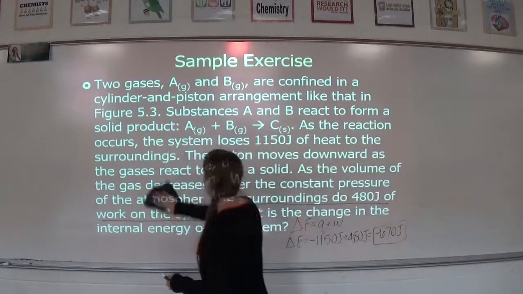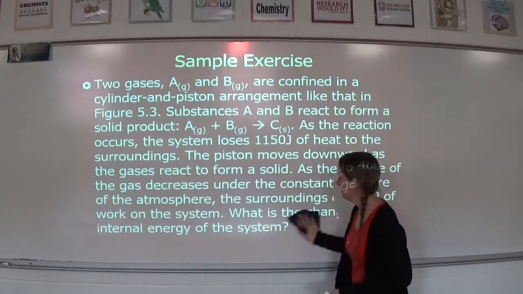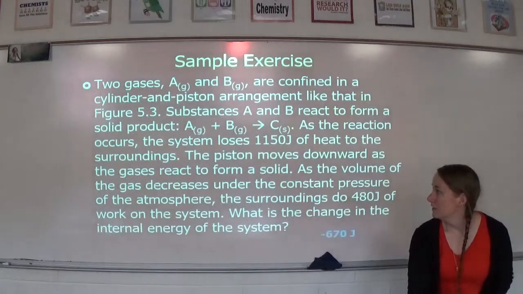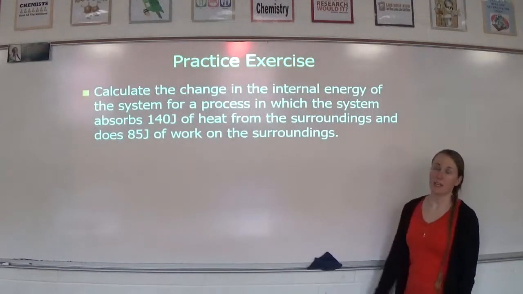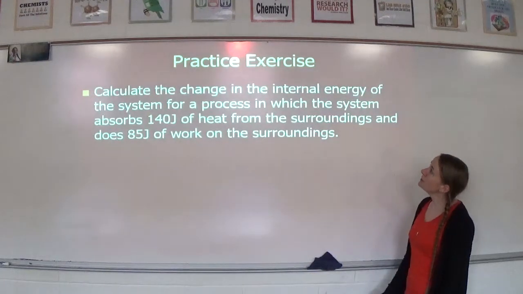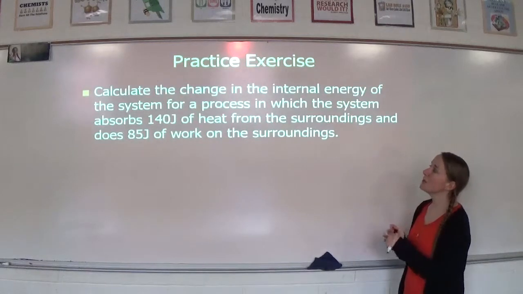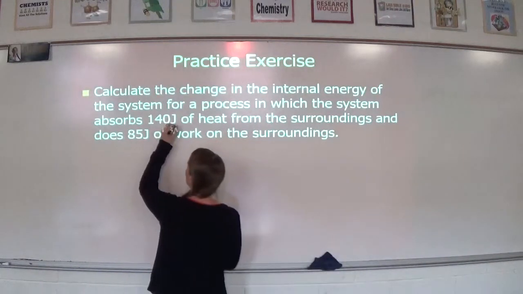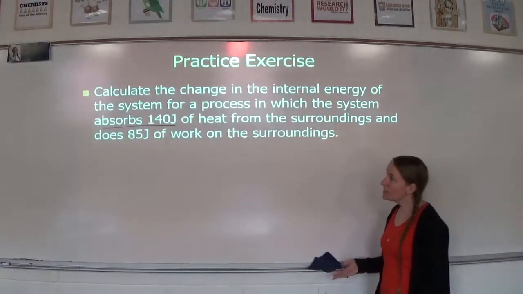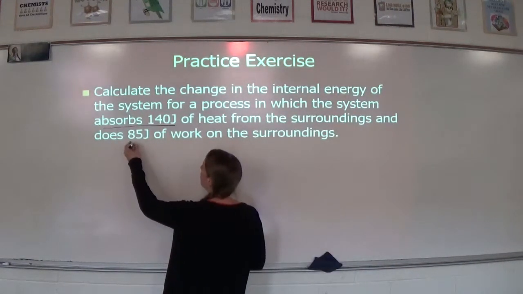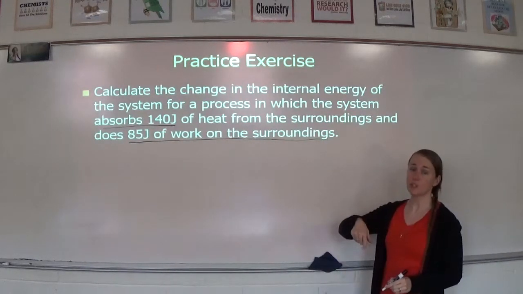Okay, so let me let you try one real quick. So, y'all try this one, just pause it, try it on your own, and now we'll do it together. So, calculate the change in the internal energy of a system for a process in which the system absorbs 140 joules of heat from the surroundings and does 85 joules of work on the surroundings. So in other words, this time the system's doing the work.